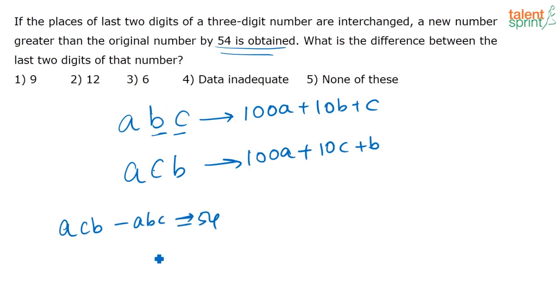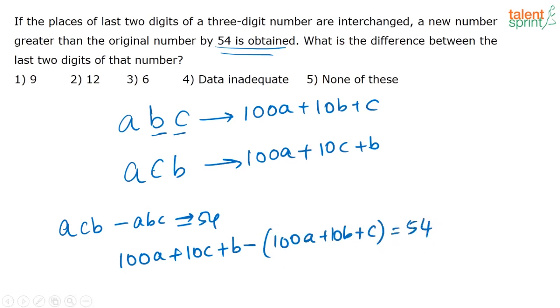Or when I look at the value of the number, I can say that 100A plus 10C plus B minus 100A plus 10B plus C is equal to 54, correct? Now you take this minus outside, it will be 100A plus 10C plus B minus 100A minus 10B minus C. In the exam you needn't write it so elaborately. Directly you can start simplifying it. Since I am explaining it to you, I have written it in so many steps. So 100A and 100A get cancelled.